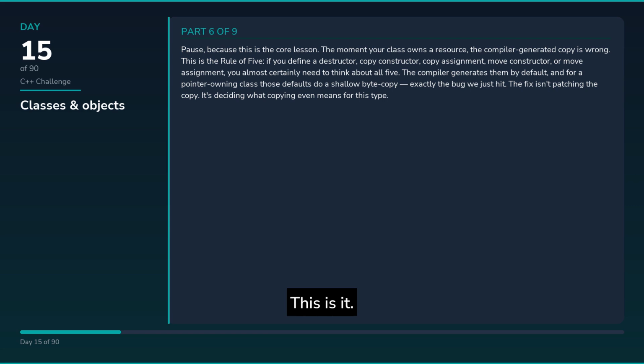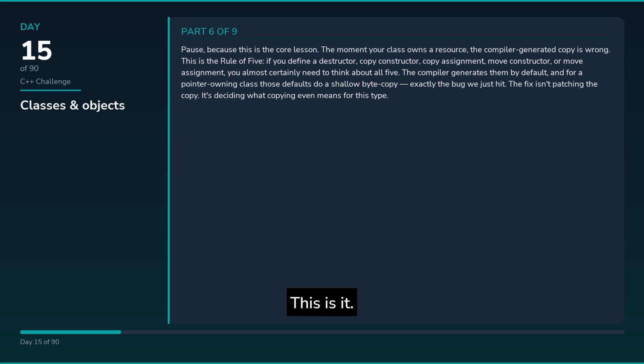Pause, because this is the core lesson. The moment your class owns a resource, the compiler-generated copy is wrong. This is the rule of 5. If you define a destructor, copy constructor, copy assignment, move constructor, or move assignment, you almost certainly need to think about all 5. The compiler generates them by default, and for a pointer-owning class those defaults do a shallow byte copy, exactly the bug we just hit. The fix isn't patching the copy. It's deciding what copying even means for this type.